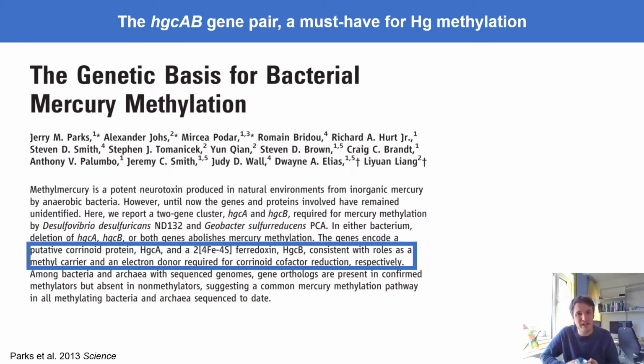The genes hgcA and hgcB encode for corrinoid protein and ferredoxin, respectively. This discovery was done in 2013, as I said, and in this specific paper, the scientists mutated those genes to see if the strains having the mutated genes were able or not to do mercury methylation. Actually, it was not the case after mutation, so it proves the role of those genes in mercury methylation.